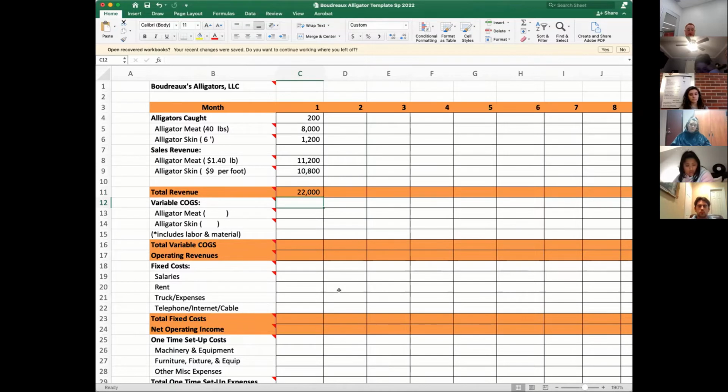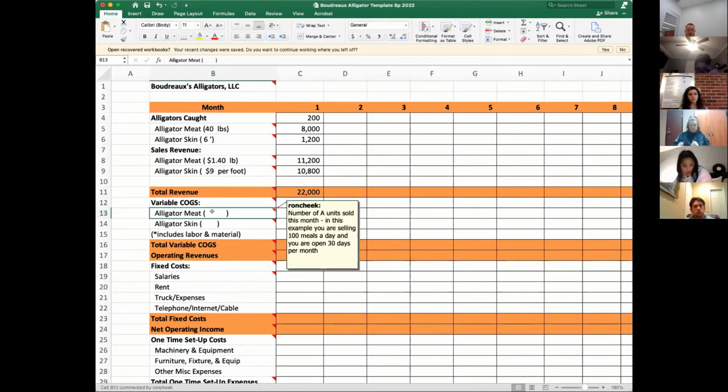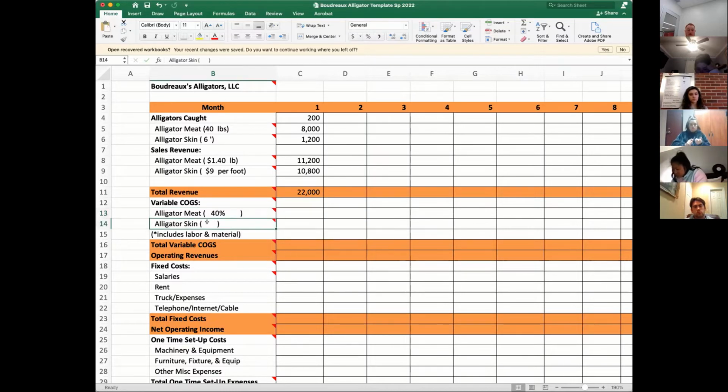So remember what we said in the last one, I gave you the PowerPoint slide. First thing we had to do was calculate revenues. So we now know Boudreaux in his first month can create $22,000 in revenue. Variable cost in meat, he told us, was going to be 40%. His variable cost in alligator skin was going to be 50%. Now let's talk about what that means.